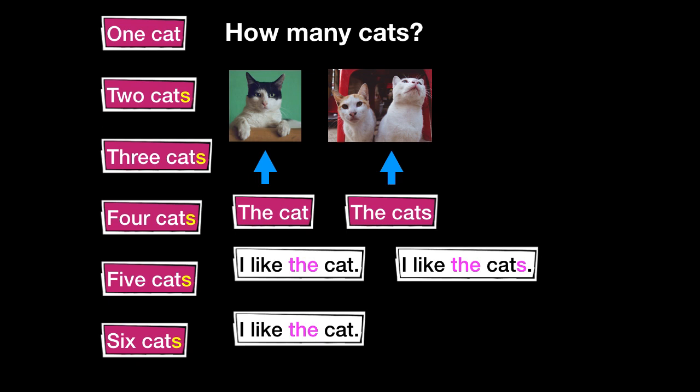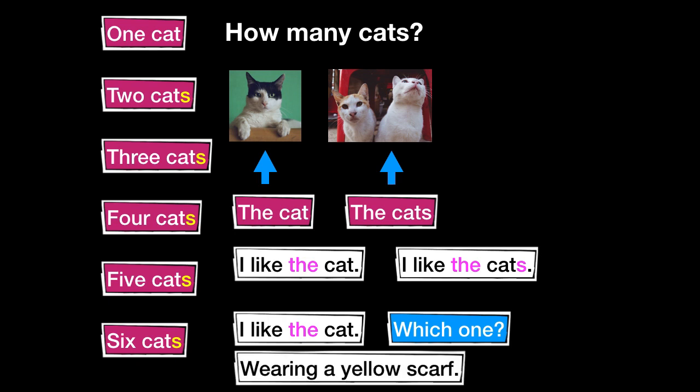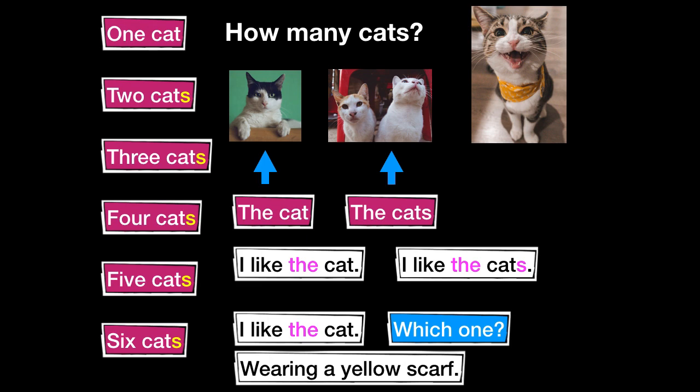I like the cat. Which one? There are 3 cats. Oh, sorry. Wearing a yellow scarf. What? I can't see. Sorry. There it is. Look at the cat wearing a yellow scarf.